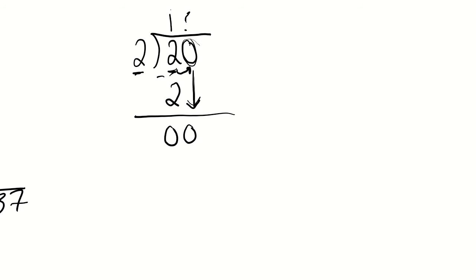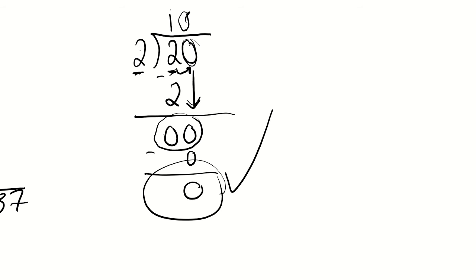So now, what number times 2 gets you 0? 0. 0 times 2 is a 0. 0 minus 0 is 0. Perfect. That means we have no numbers left. So when you're done with your subtraction, in this kind of division, you are going to have a 0.